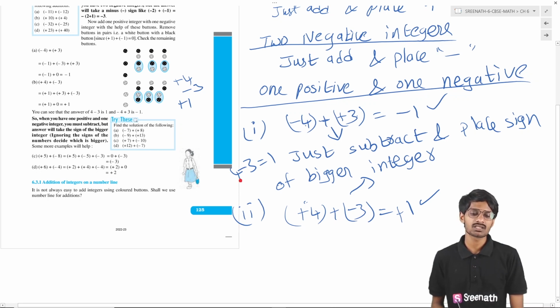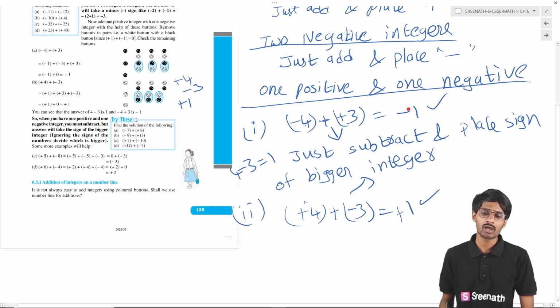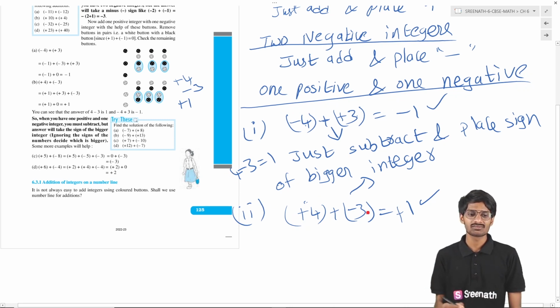Here what is the bigger integer? 4 or 3? 4 is the bigger integer. What is the sign of the bigger integer? That is negative. So we have placed the minus symbol here. In this case, what is the bigger integer? 4 or 3? 4 is the bigger integer. What is the sign of 4? That is plus. So we have placed the plus. So in this way, we have to perform the addition, students.